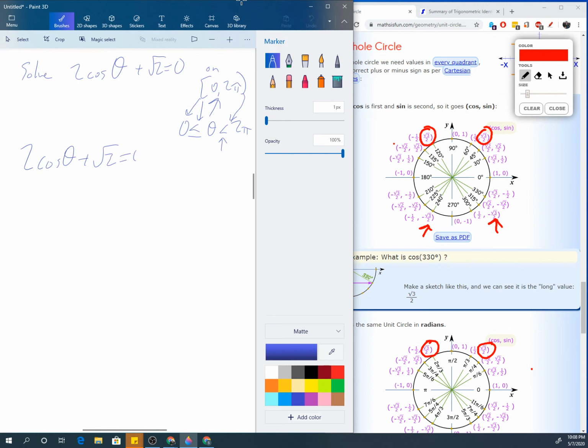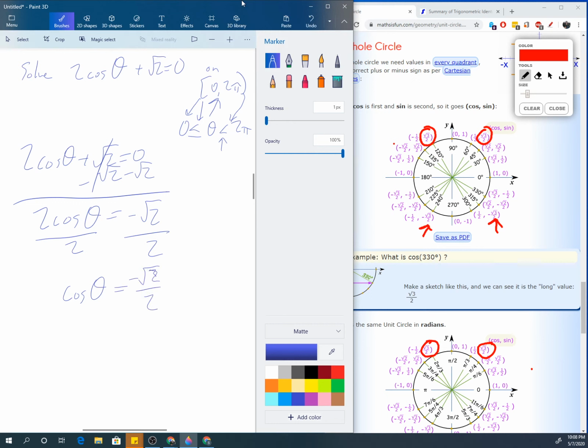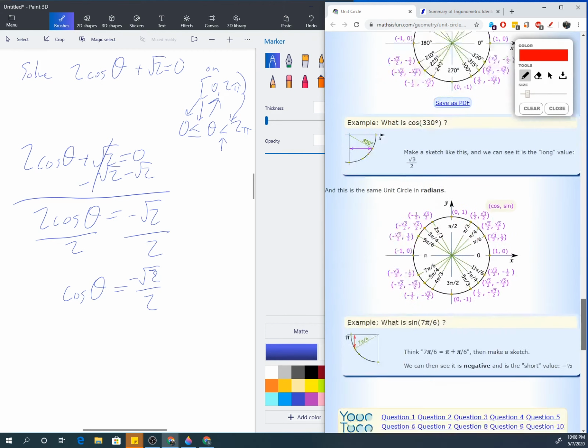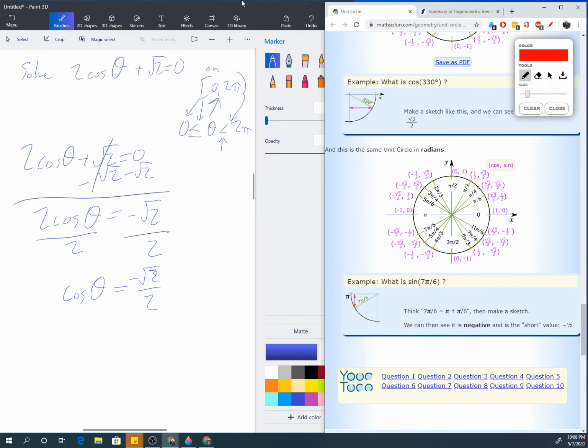Alright, so solve it like an ogre. Okay, oops, clear. I'm just going to use this one. So I've got cosine is equal to the negative square root of 2 over 2.